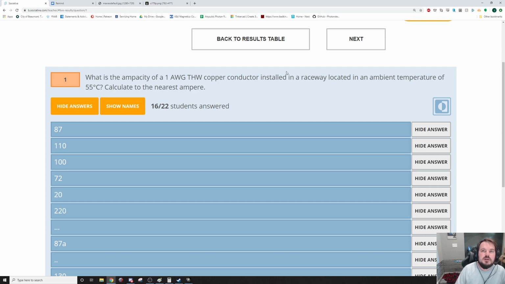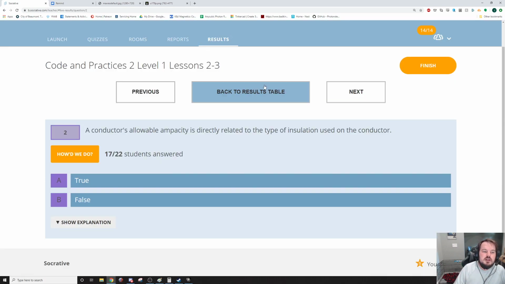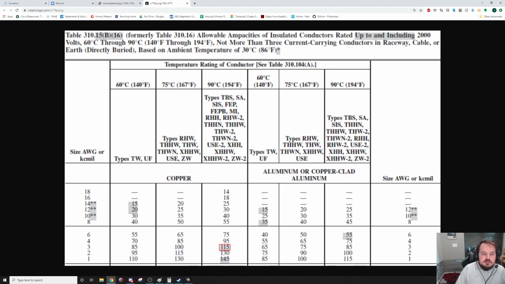I'll come back to that question later. A conductor's allowable ampacity is directly related to the type of insulation used in the conductor. Yes. Just looking at this, different ampacities, different insulation listings.